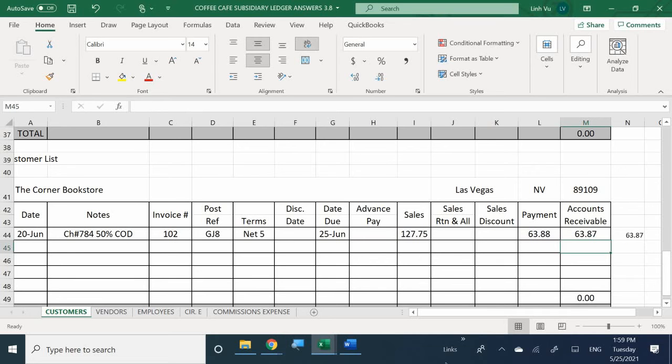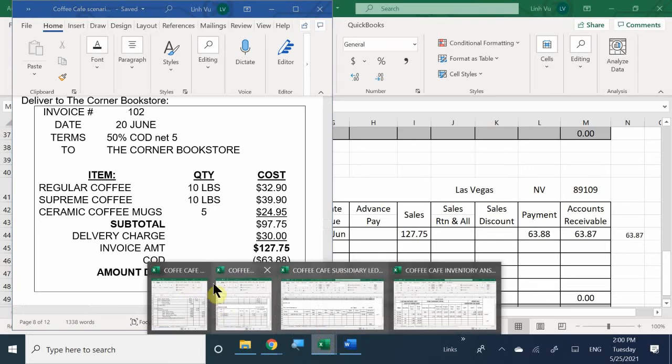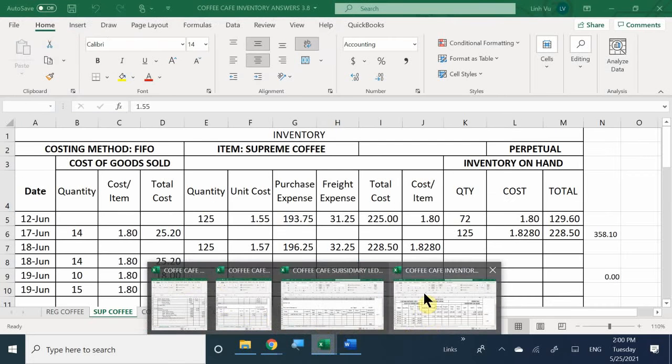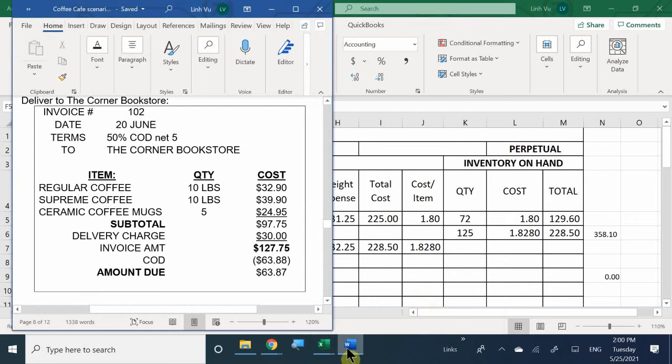All right, so from here, we would go to the inventory worksheet. So here we're done with dealing with the customer. We're done with making sure that Albert has his commissions. So now we could safely go ahead and move into our inventory worksheet. So here we know how much we sold, right? It tells us right here we sold 10 pounds of regular and 10 pounds of supreme.